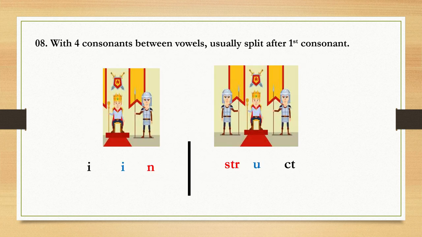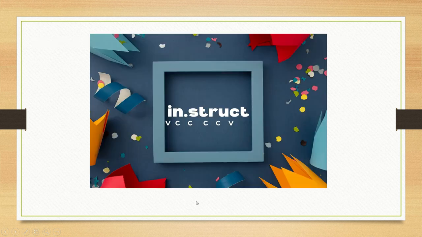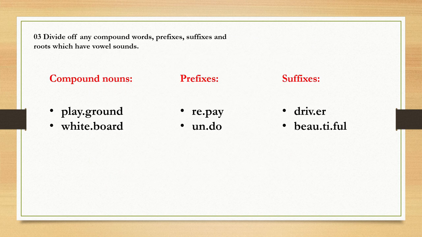With four consonants between vowels, usually split after first consonant. In this example, there are four consonants between these two vowels, so we divide from the first consonant. V, four C's and V pattern. Okay, the next rule is divide off any compound words, prefixes, suffixes and roots which have vowel sounds as shown in these examples.